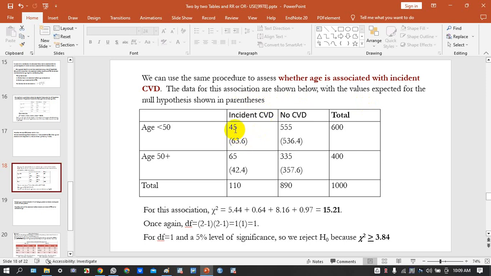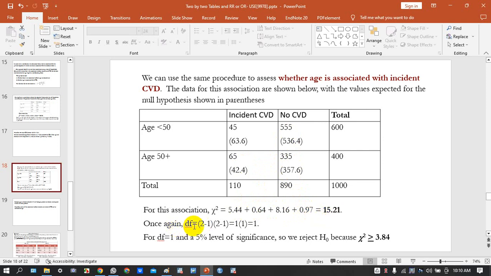So when we calculate observed minus expected, 45 minus 63.6 all squared divided by 63.6, we will get 5.44. When we do the same calculation, we will get 0.64, the same calculation 8.16, and the same calculation for the fourth box, we will get 0.97. When we add everything, it gives us 15.21.